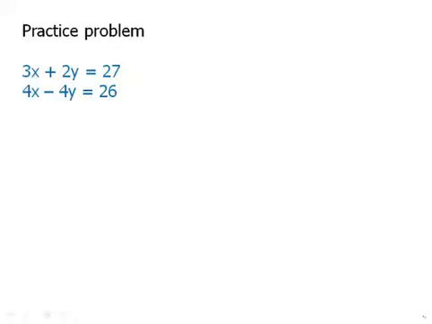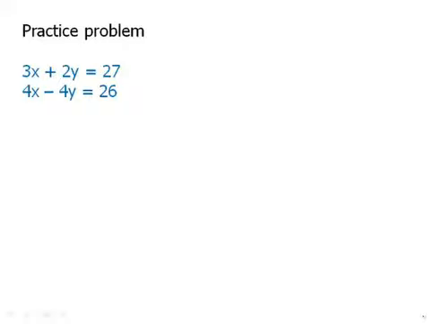So for example here, I'm going to say pause the video and decide which route you would take to solve this with elimination, and then we'll talk about it. Okay, well notice that the coefficients of y, +2 and -4, one is a multiple of the other. So that would be the better choice. It would not make sense to eliminate x here.